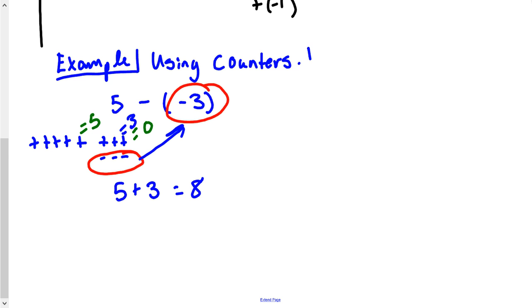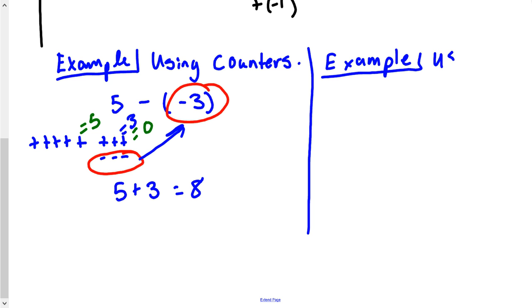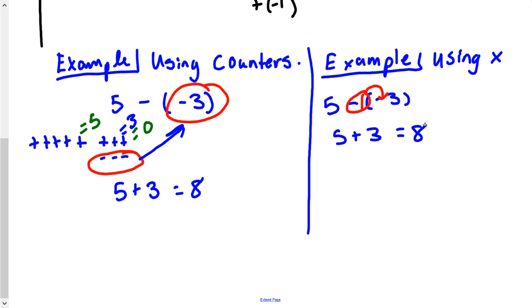Another way to think of that, using multiplication. If this is 5 minus -3, as we know that there's technically a little 1 right here, we can take this and distribute it in. So this equation is now 5 plus 3, which equals 8.